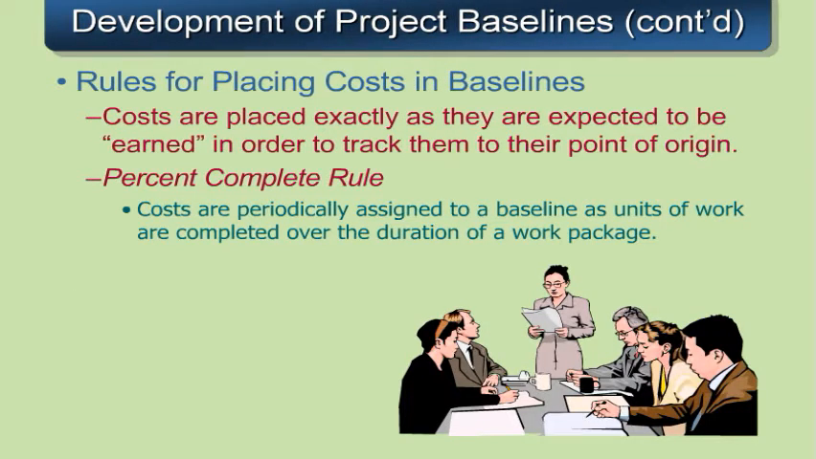So how are we going to deploy our individual costs? Well, the costs are supposed to be placed exactly as they're expected to be earned so that we can track them from their point of origin. So we need to understand where our specific activities are going to be done, when they're going to be done, who's going to do them, and when there's an expectation of cost being incurred. And then we'll apply some set of rules, whether it's a percent complete rule or some other earned value rule, to assign those costs as the work gets done.